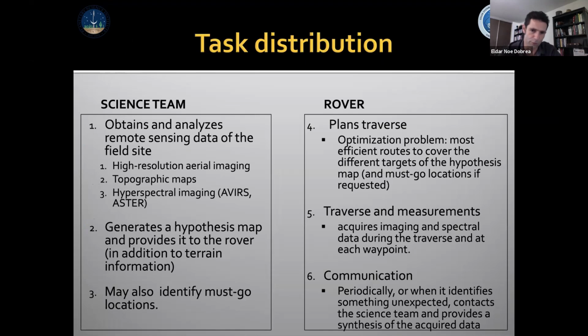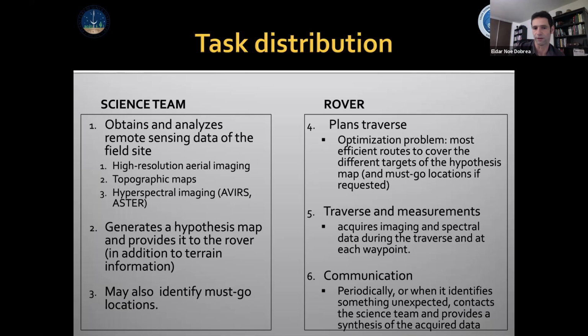So this is more in words of what I just showed there. We start on the left with the science team, which obtains and analyzes remote sensing data of the field site. For example, this could be a combination of high resolution aerial imaging, topographic maps, or hyperspectral image cubes from which they obtain mineralogy. And they identify locations of interest. They generate what is called the hypothesis map. In this case, it would be the geologic origins, and they provide it to the rover, in addition, of course, to terrain information so that the rover knows how to navigate.